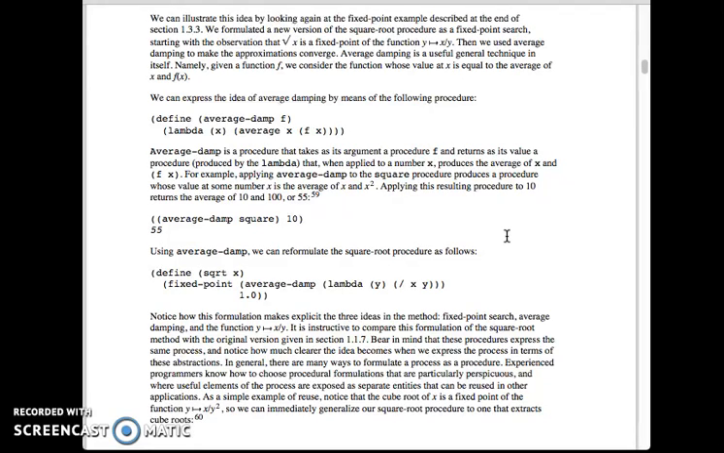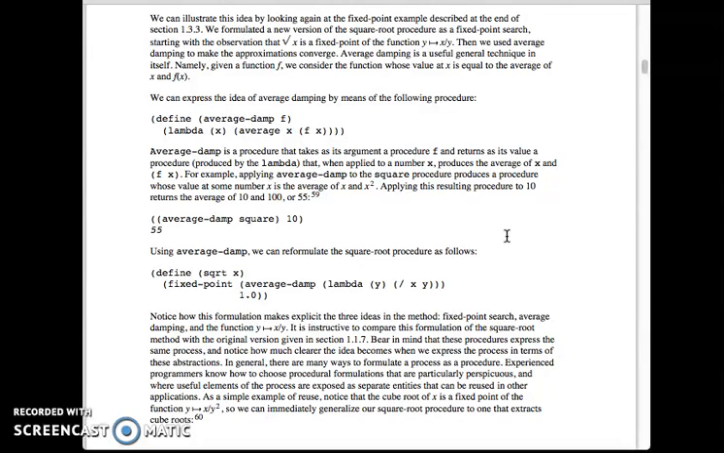Namely, given a function f, we consider the function whose value at x is equal to the average of x and f of x. We can express the idea of average damping by means of the following procedure. Define the procedure average-damp that takes input f to be the lambda, the procedure that takes input x and returns the average of x and f of x. Average-damp is a procedure that takes as its argument a procedure f and returns as its value a procedure, produced by the lambda, that when applied to the number x produces an average of x and f of x.